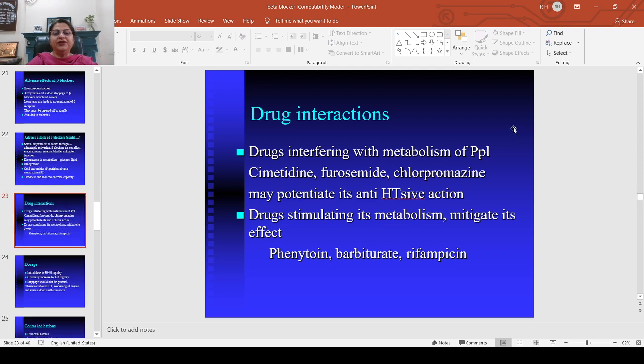Regarding drug interactions, drugs interfering with the metabolism of propranolol, like cimetidine, furosemide, chlorpromazine, may potentiate its antihypertensive action. The drugs which stimulate its metabolism will mitigate its effect, like phenytoin, barbiturate, rifampicin. So we have to be careful, or we can use alternate drugs when propranolol is given.